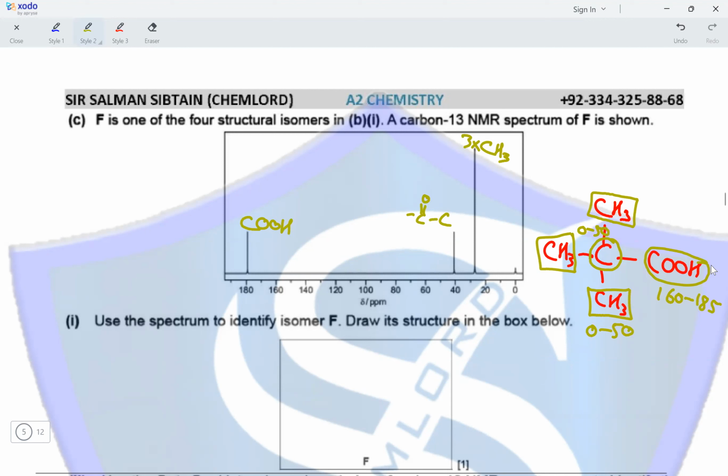So these are the three environments in the isomer selected, and the question says use the spectrum to identify isomer F and draw its structure in the box below. So the isomer would be in its skeletal form. This.